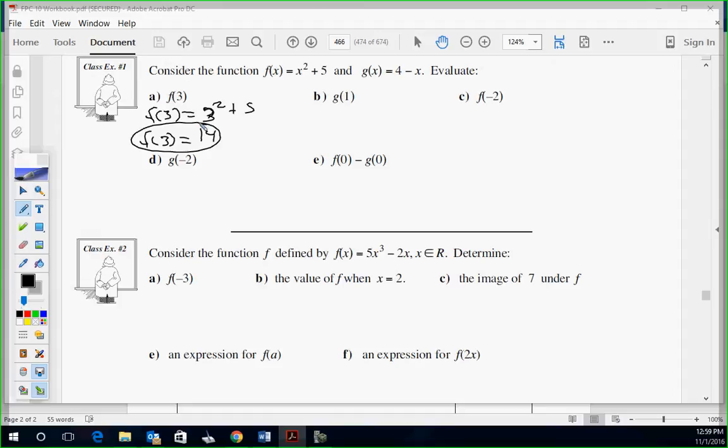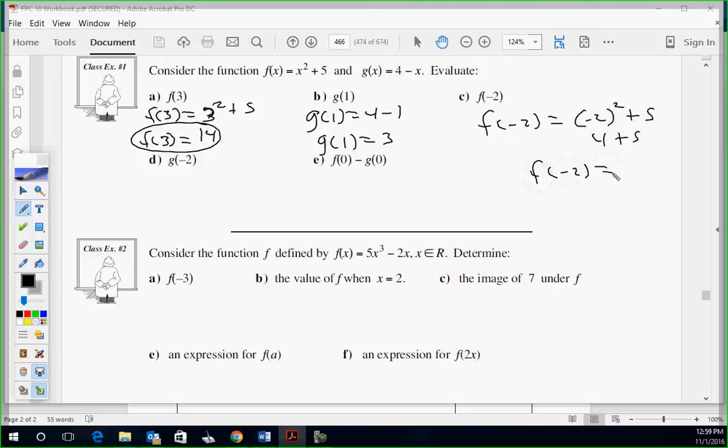G of 1. F of negative 2. Negative 2 squared is a positive 4. Good. That's it. G of negative 2. Tricky one here, because you're putting the negative after a negative. So negative minus a negative is a positive. 4 plus 2 is 6.